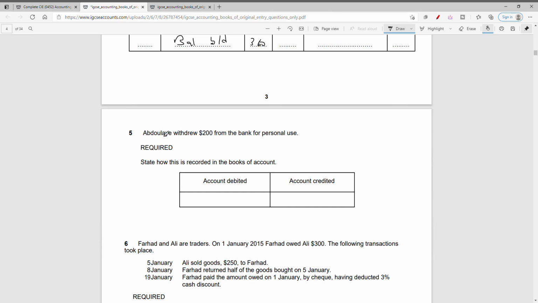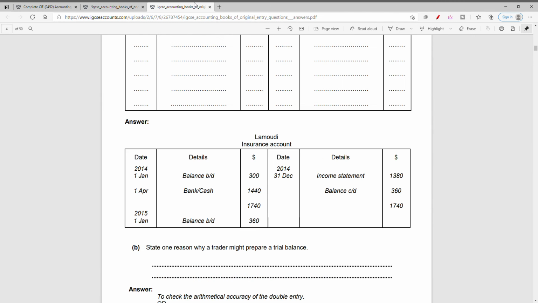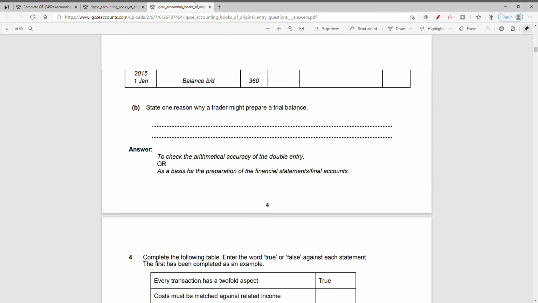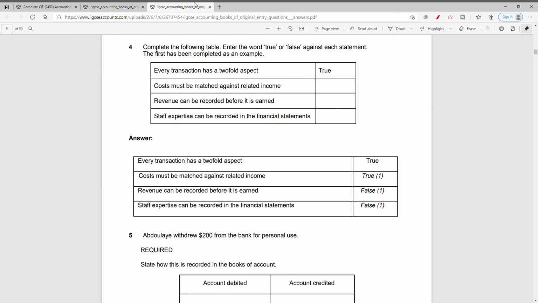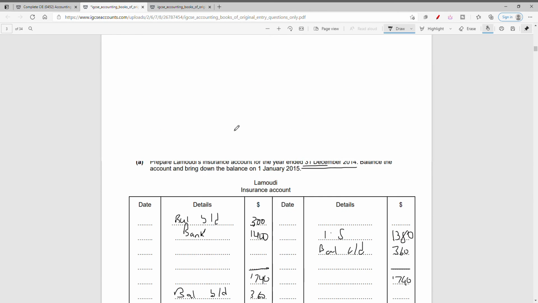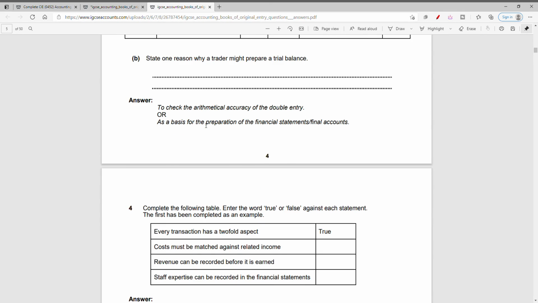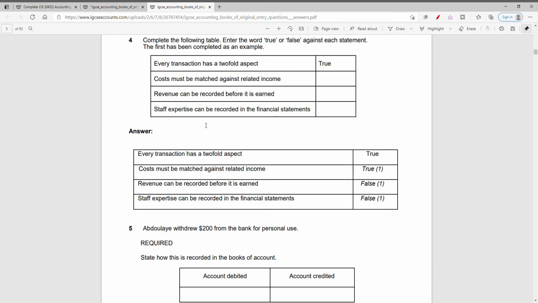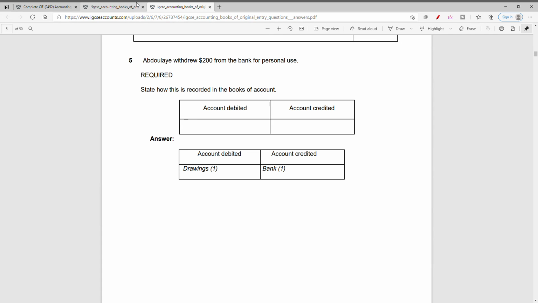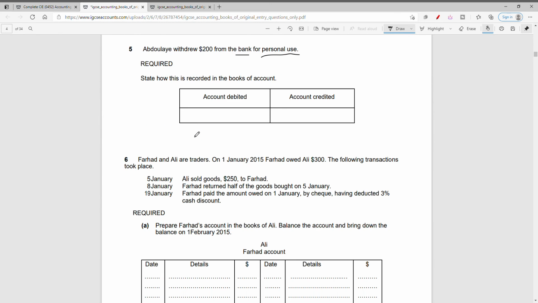Then here we have a scenario where Abdullah withdrew 200 from the bank for personal use. When you're doing personal use, that's already a drawings account, okay? The account debited will be drawings, and the account credited would be your bank, because he has done it from the bank, 200 from the bank. So you would debit your drawings account and credit your bank, okay? That would be the answer to that question.